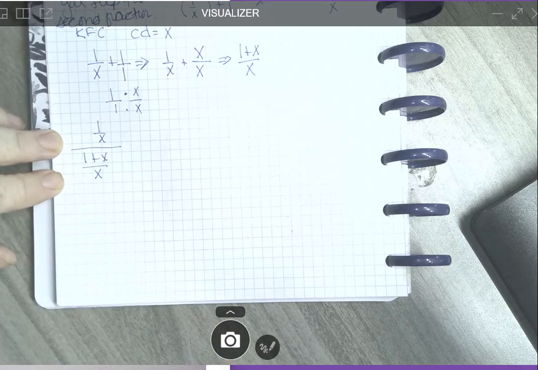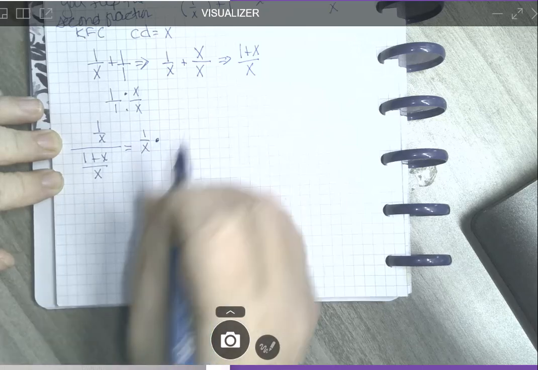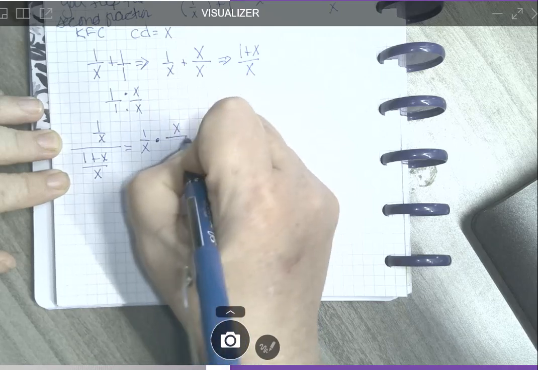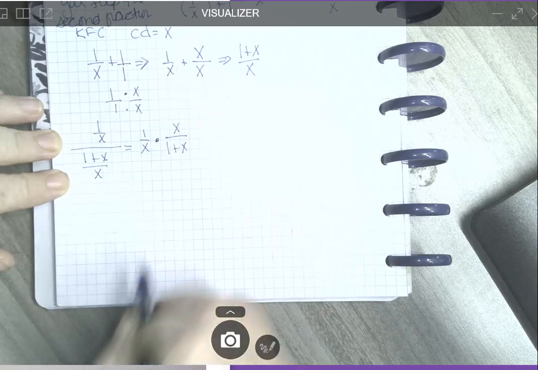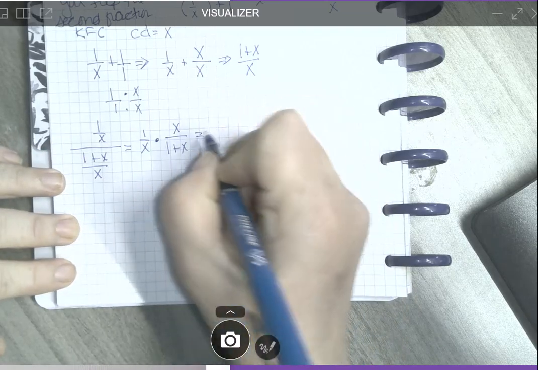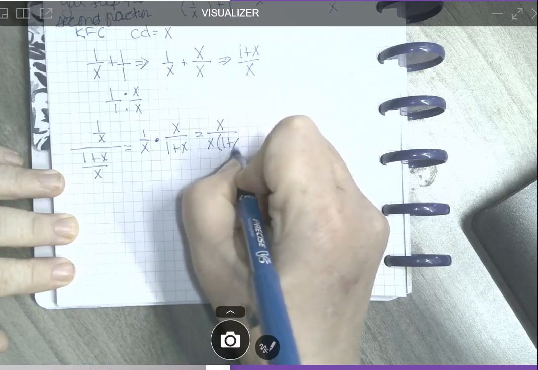Now we're going to do our KFC thing. We're going to have 1 over x times, now we have to flip the second fraction, x over 1 plus x. Since we're multiplying, we just multiply straight across. Equals x over x times 1 plus x.